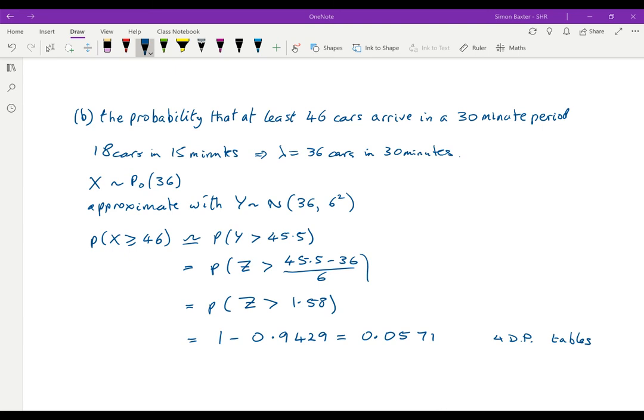Notice that we can't even start to think of using the idea of 23 in 15. 46 in 30, this number 0.0571 has no bearing at all on the probability of 23 in 15, which was 0.1446. Just not connected.